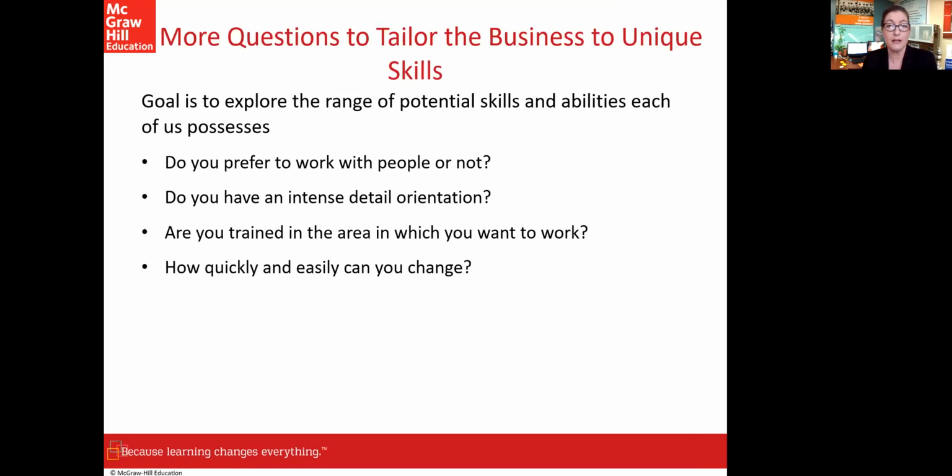Here's some more questions to tailor the business to your unique skills. The goal is to explore the range of potential skills, abilities, and knowledge that you possess, and then to build on that. All right. So the question of people again. Do you like other people, or do you not want to work with other people? Do you have a high level of detail orientation or not? Do you work more from your gut instinct, your intuition, or with facts and figures? Are you trained in the area in which you want to work, or do you have to actually establish the particular competencies to do well in the field that you've chosen?